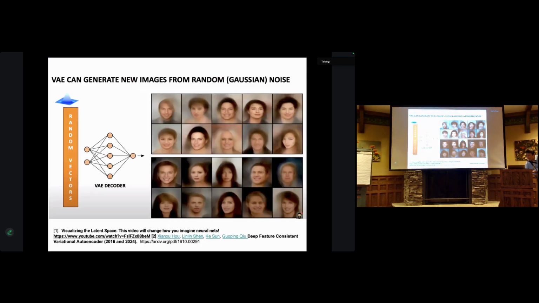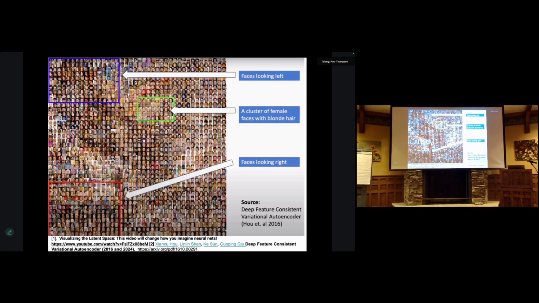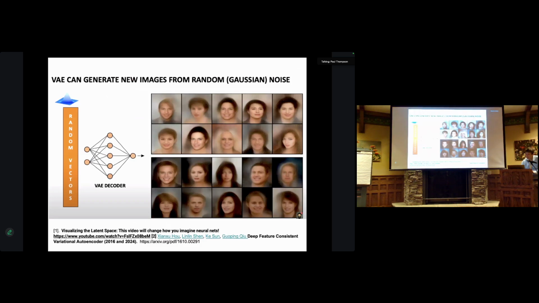So basically, if you embed faces with a perceptual loss VAE and look at the latent space, we're looking at a 2D latent space. You'll see faces looking right over here, faces looking left over there. There's some blonde people. This paper explains it. It's kind of a cool thing. So you can see how we're going to be generating brains in a minute. It works with faces, which are already pretty hard.